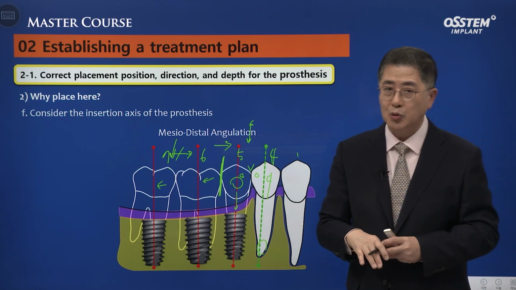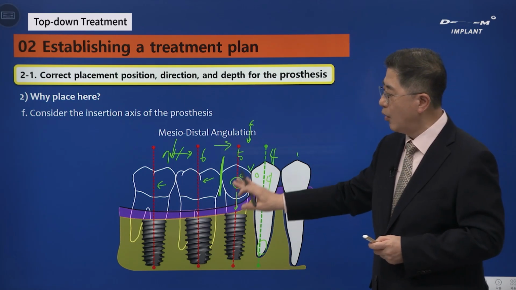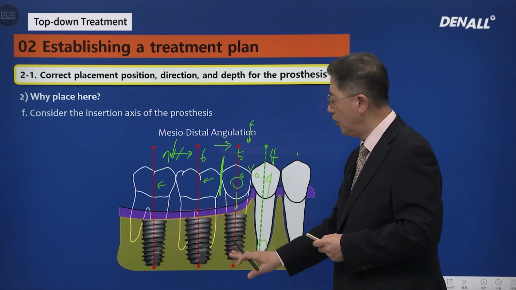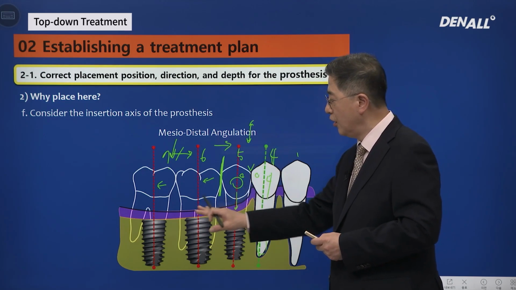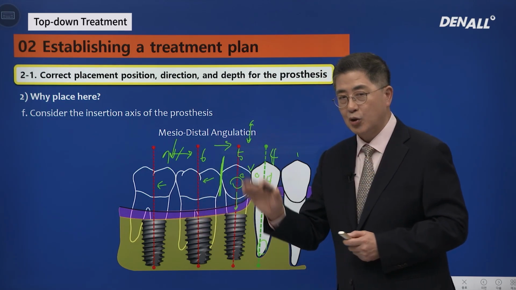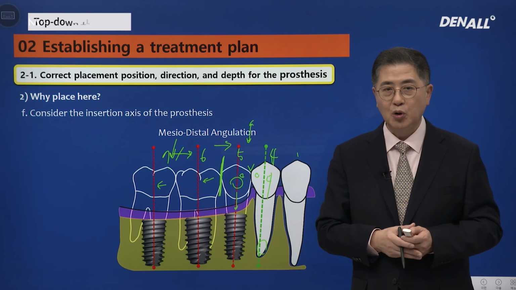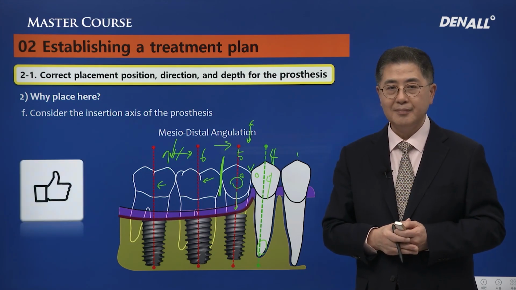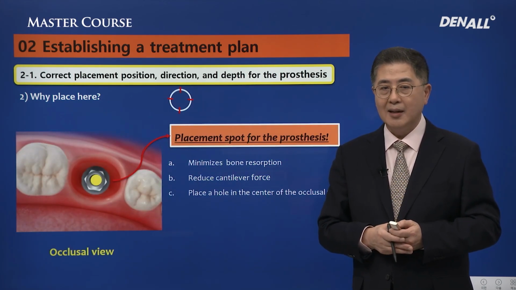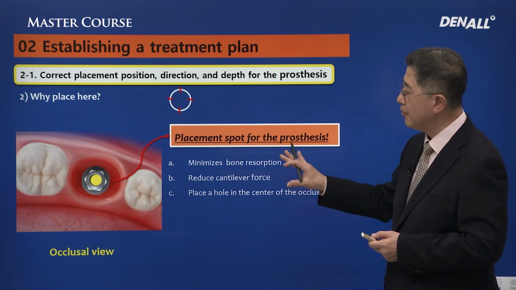Though placing implants with all the same inclinations may be ideal, it is not practical. In terms of path of insertion, the implant in number 5 should be positioned slightly mesially, as in the natural tooth, while number 6 and 7 should be placed more vertically. From an occlusal view, the implant should ideally be placed in the center.